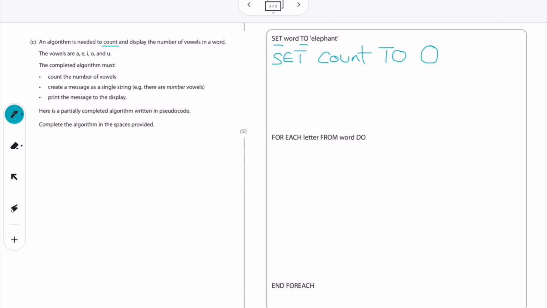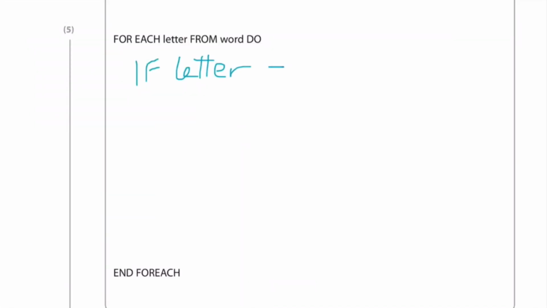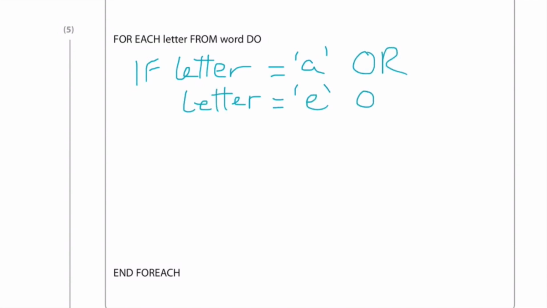So here we go. I'm going to go, for each letter from word do, if letter equals A, or letter equals E, or, I'm not going to get the formatting right because I'm having to go under each line, but this shouldn't be a problem.